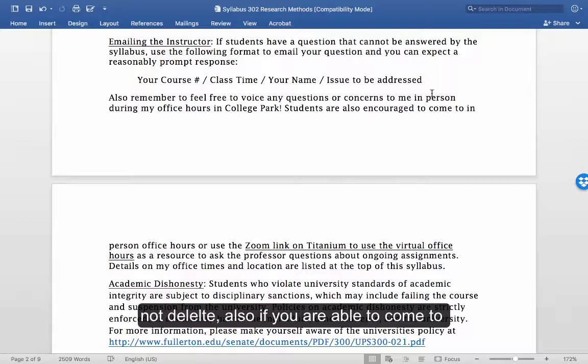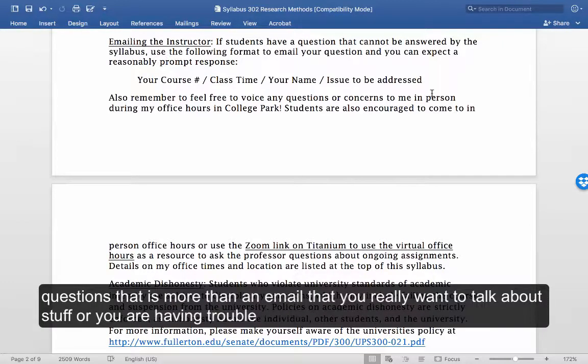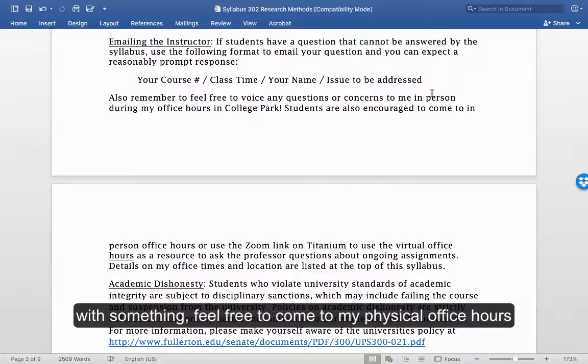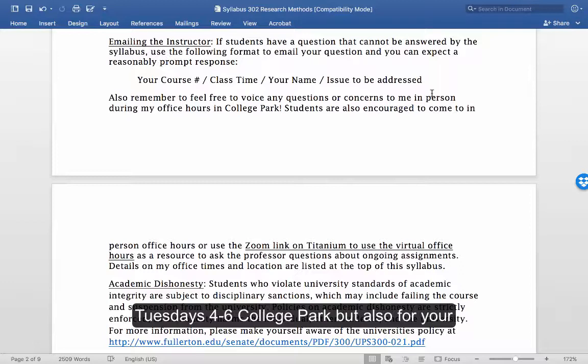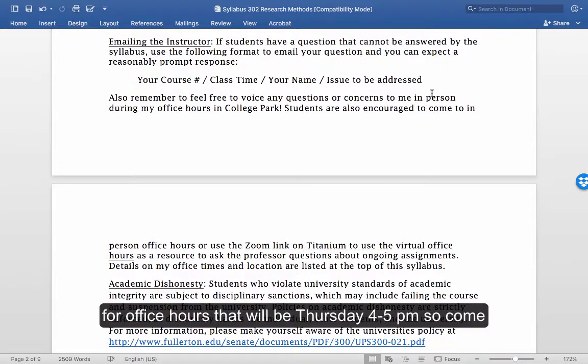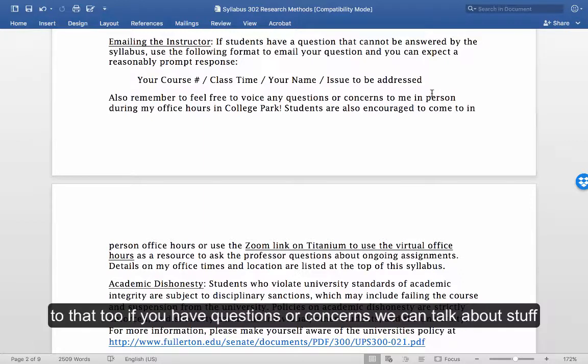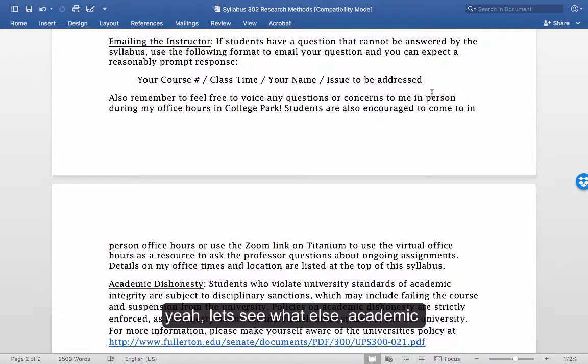Also, if you're able to come to on-campus office hours, if you have questions that are more than an email, that you really want to talk about, or you're having trouble with something, feel free to come to my physical office hours, right? Tuesdays 4 to 6, College Park. But also for your class, there's a specific Zoom link for office hours that'll be Thursday 4 to 5 p.m. So come to that too. If you have some questions, concerns, we can talk about stuff.